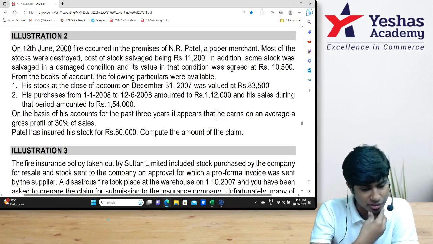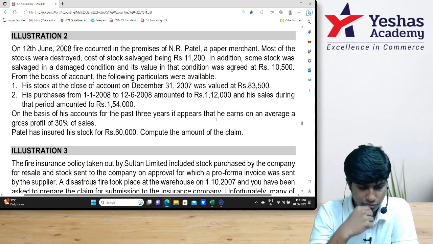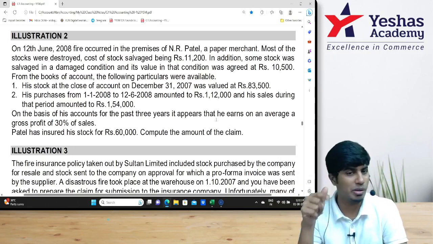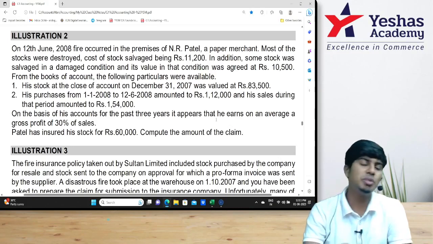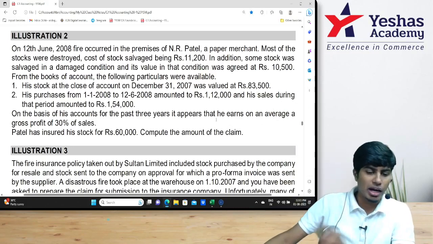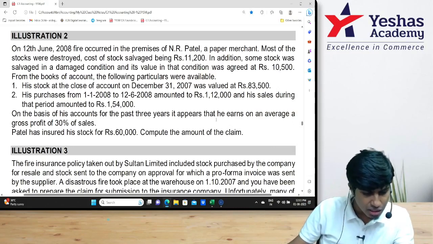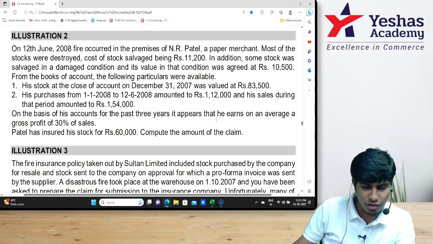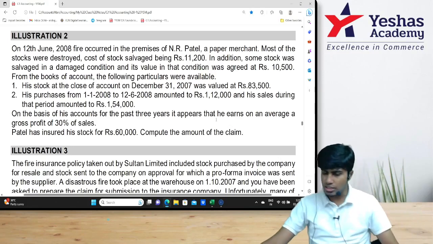Read what's given after that. Simple. Last year's closing stock will become current year opening stock. Purchases and sales are till the date of fire. They've given GP, we will put it on the sales. We'll get closing stock as balancing figure as on date of fire. Then we'll compare it with the amount to the extent policy is taken. Patel has insured stock for 60,000. We'll adjust the salvage value of 11,200 and 10,500. That's it. We'll get the answer.